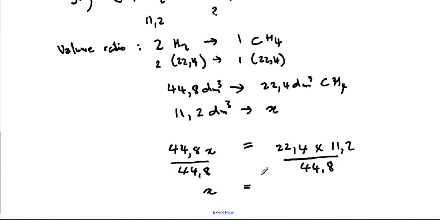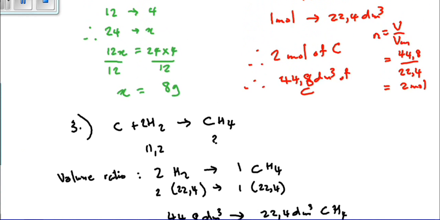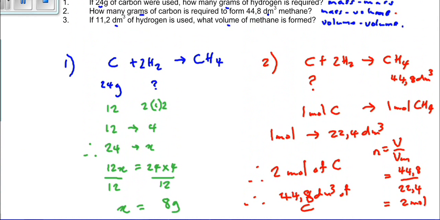Therefore, if we work out x using a calculator, we get 5,6 dm cube. You'll see that x equals 5,6 dm cube, and that will be the answer for the final question, which says if 11,2 dm cube of hydrogen is used, what volume of methane will be formed? And the answer is 5,6 dm cube.